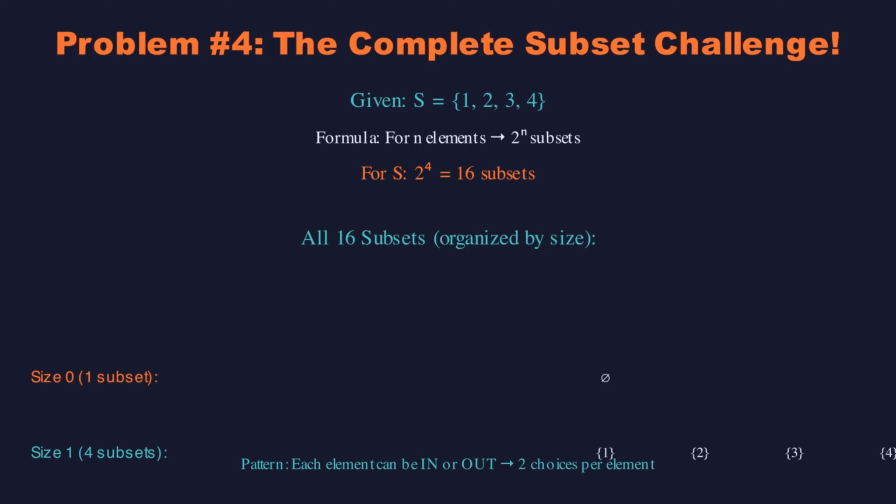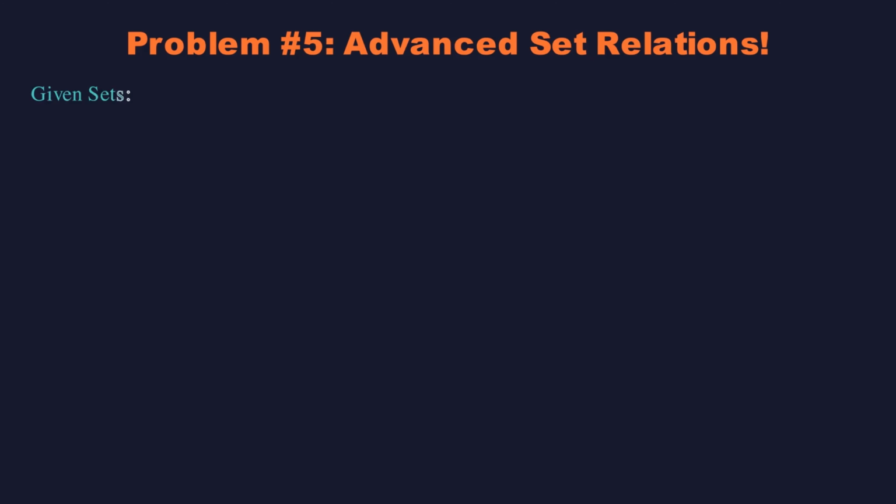Do you see the pattern? Each element can be in or out of the subset. 2 options per element, that's why it's 2 raised to the n.